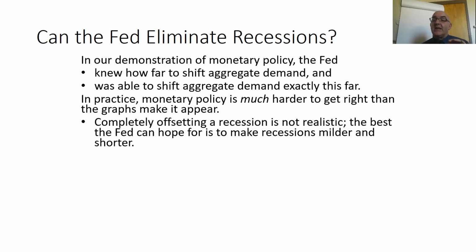But the Fed can make recessions milder and shorter, and that's their aim. They don't want this enormous boom and bust, the aggregate demand shifting to the right and then shifting back to the left. That's not what the Fed want. They want to make these movements, these booms and busts, as mild and short as possible.